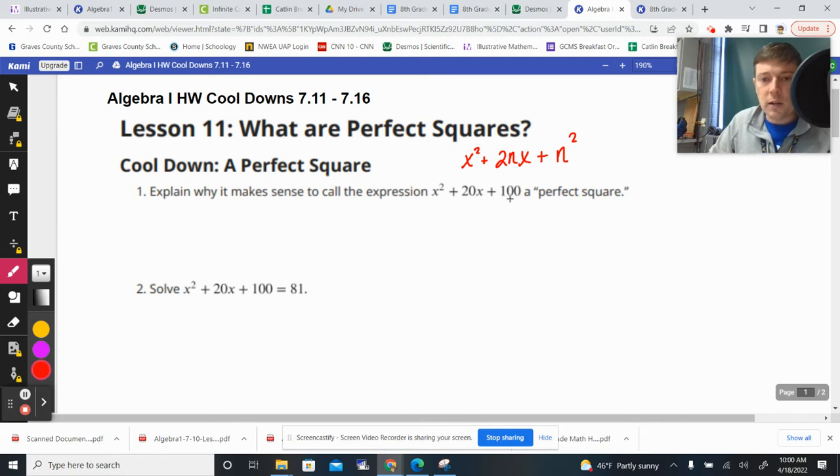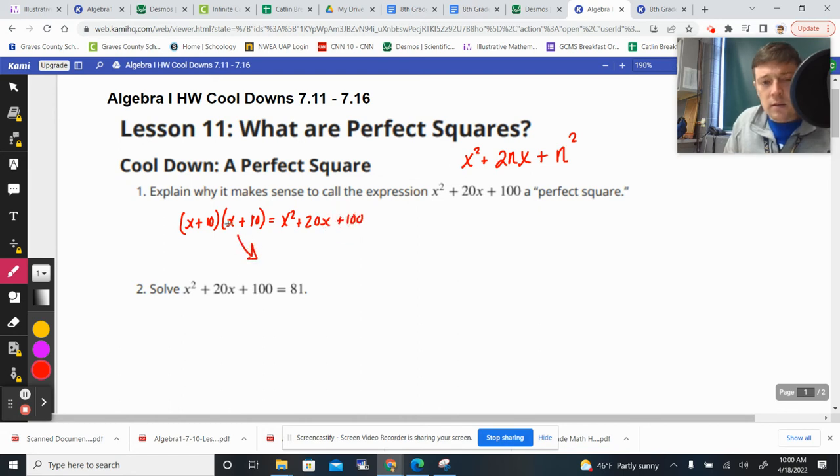If you take the number 10 that you took the square root of, and you double it, will it give you the linear term? When you double that, would it give you 20? Yes, it does. So why does it make sense to call this expression a perfect square? Well, you could say something like x plus 10 times x plus 10 equals x squared plus 20x plus 100.